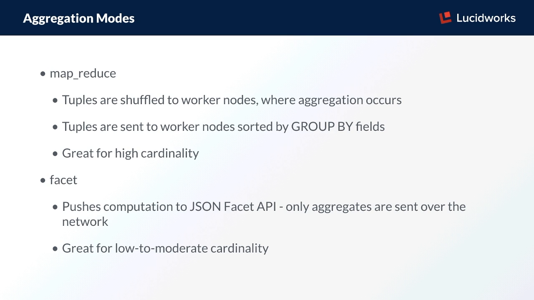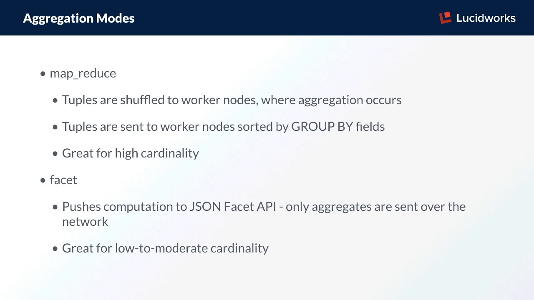In what's called the map-reduce aggregation mode, the tuples are shuffled to the worker nodes where the aggregation occurs. So the results are retrieved from each shard, and the worker nodes actually do the aggregations of merging and sorting. They're sorted by group by fields, but if there's any additional work that needs to happen to the results before it gets streamed back, that happens in the worker nodes. For high cardinality indexes, this is really great.